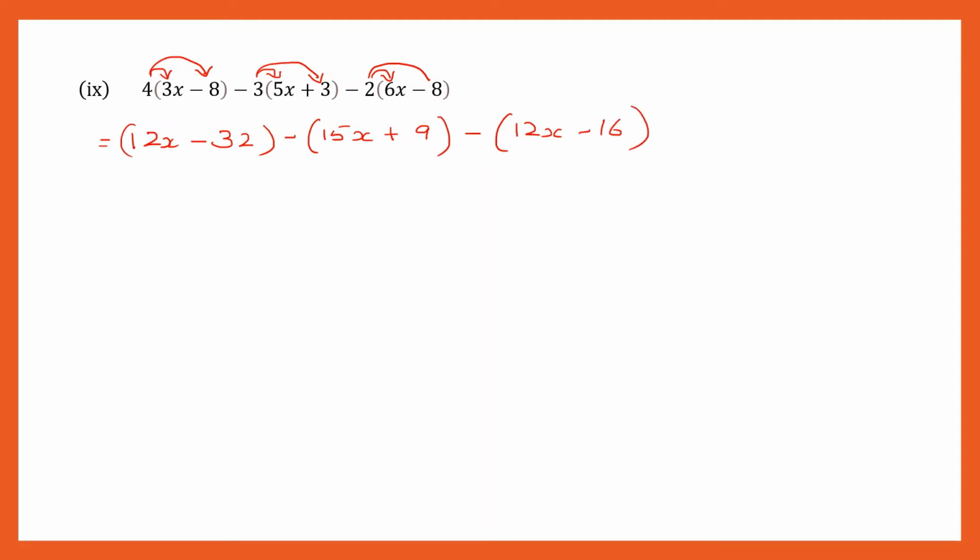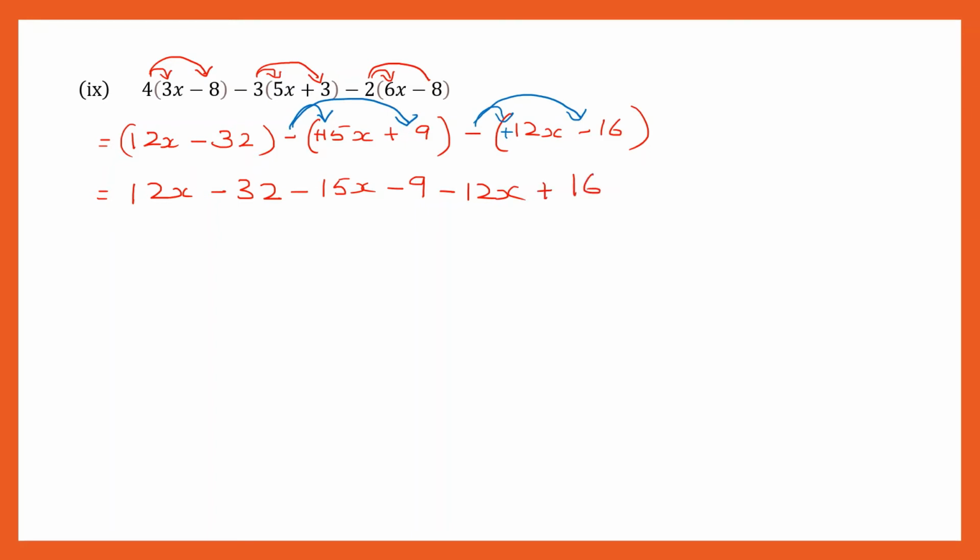Now let's open all the brackets. 12x minus 32, minus into 15. Here it is minus into plus is minus 15x. I did first minus into this. Then I'm going to do minus into 9 plus 9. So minus into plus is minus 9. Moving on to the next part. Here I have a plus sign. So minus into plus is minus 12x. Then I do minus into minus is plus 16.